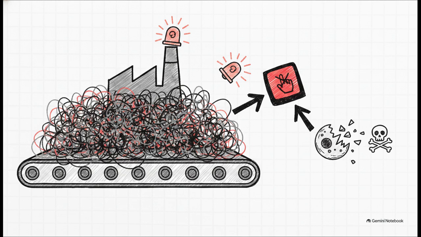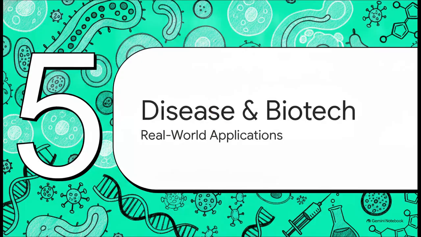But if the stress is too severe and the cell just can't recover, the UPR will actually force the cell to self-destruct. It triggers apoptosis, programmed cell death, to protect the rest of the body. Brutal, but necessary. Finally, let's look at Section 5, Disease and Biotech Breakthroughs.